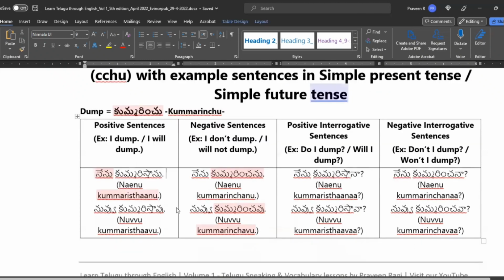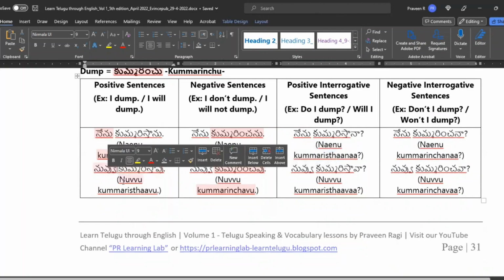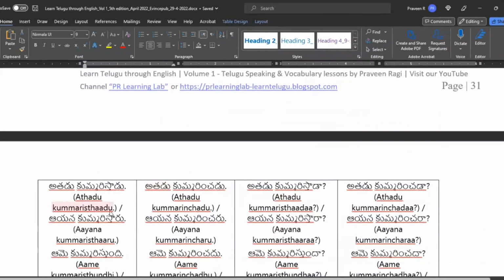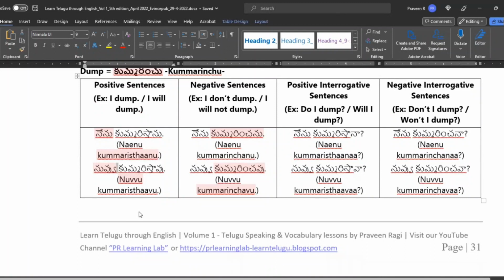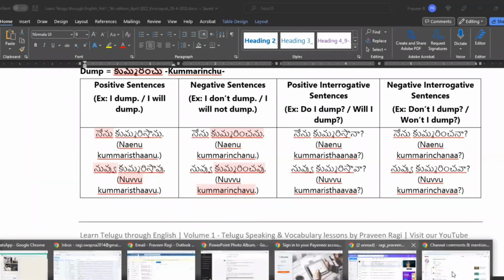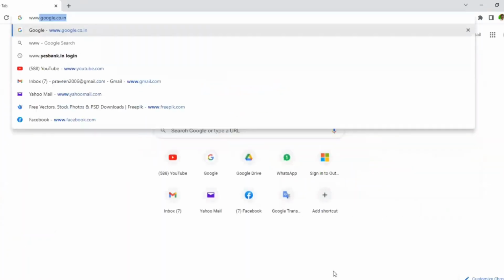Kummaristanu. Other things I don't need to explain because you only need to bring the ending sound from the subject. Nuvu kummaristavu. Atadu kummaristadu, like that. But just for practice, we make a random quiz. I don't make every full list in the quiz, random only, because the basic concept you know already. And we'll have all the tenses in one quiz to make it short.